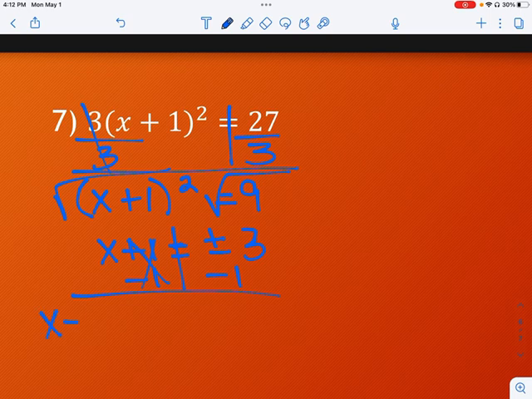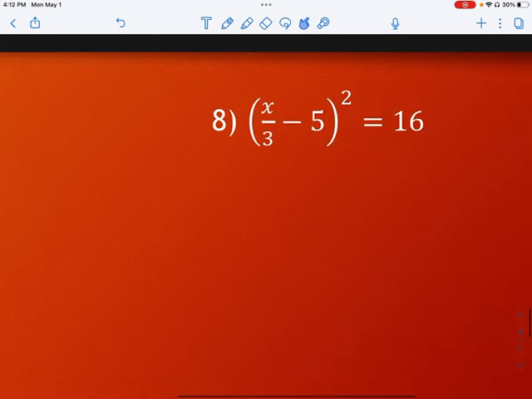So I get x equals -1 plus 3, which is 2, and x equals -1 minus 3, which is -4. Check them. 2 plus 1 is 3. 3 squared is 9. 9 times 3 is 27. That one works perfect. Try the -4. -4 plus 1 is -3. Squared is 9. 9 times 3, 27. So those would both be our solutions there.